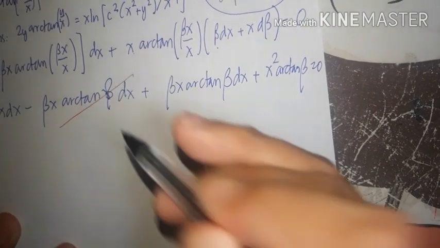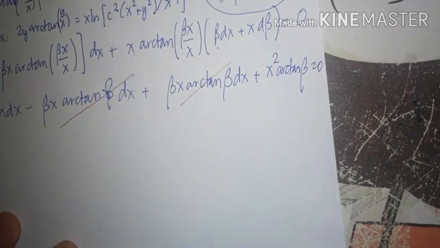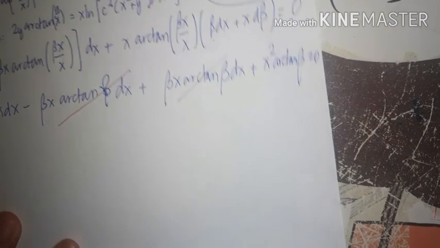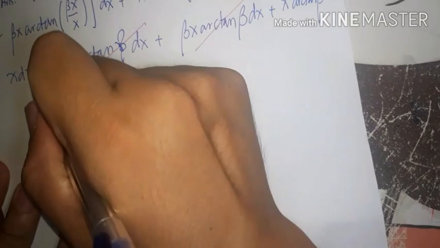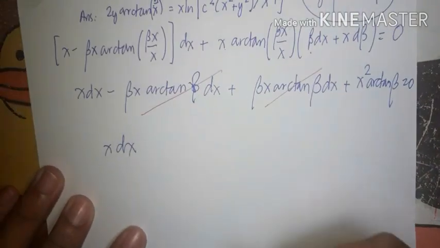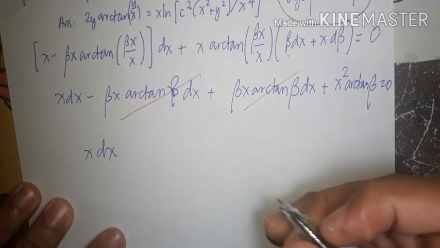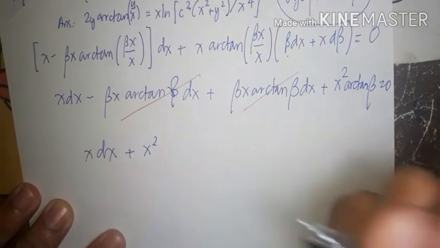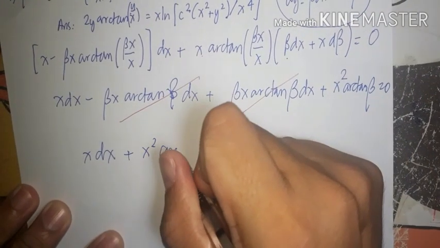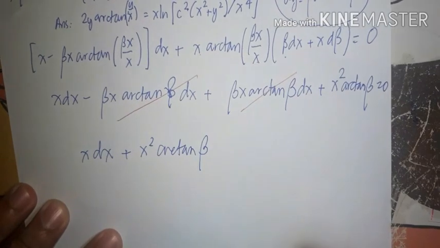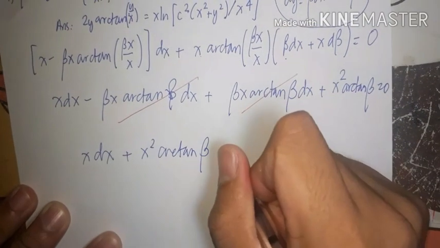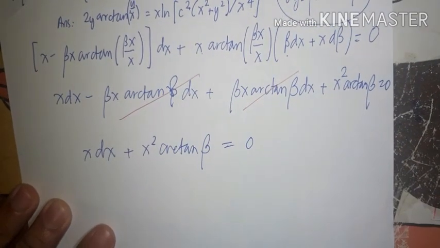Beta x arctangent beta dx cancels out, giving you x dx plus x squared arctangent beta is equal to 0.